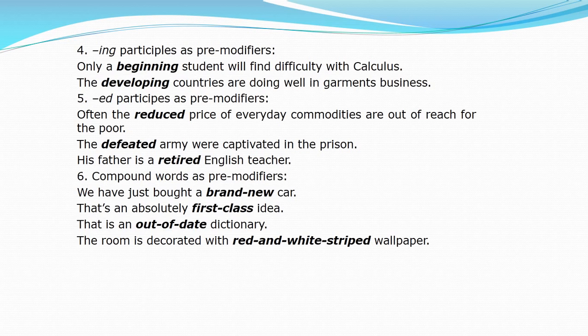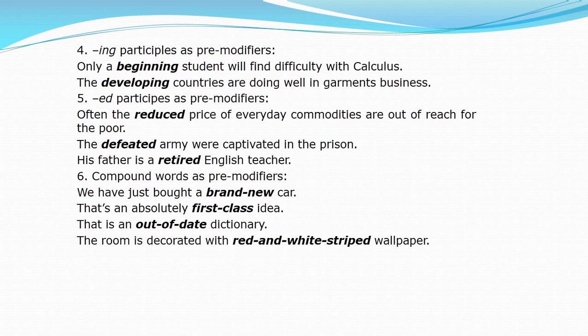The defeated army are captivated in the prison. Here the phrase is defeated army. Defeated has been used before the word army, so this is a premodifier. His father is a retired English teacher. Here the word retired has been used before English, so in retired English teacher, retired has been used here as a premodifier.